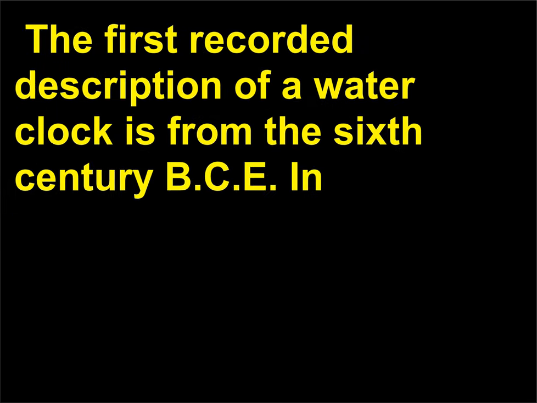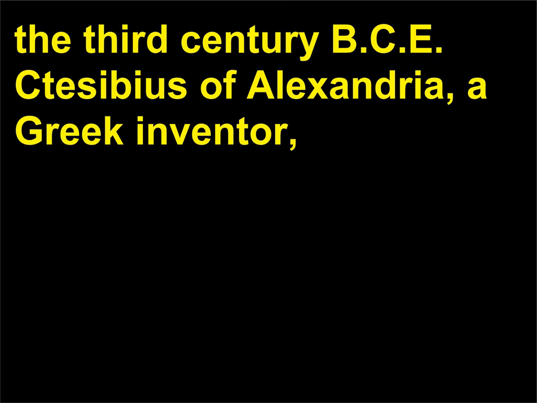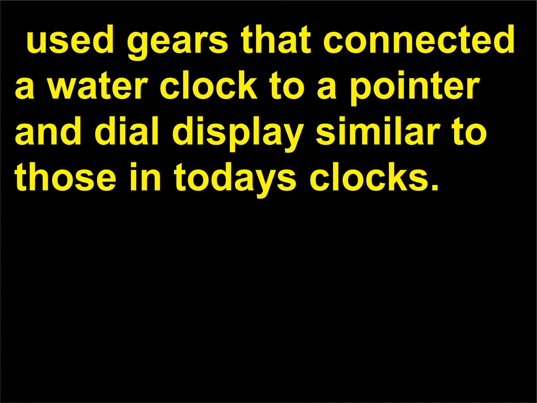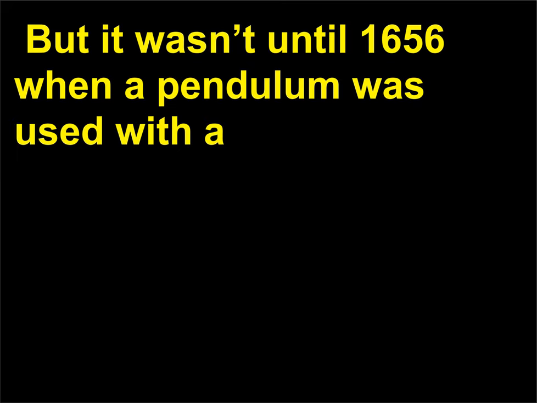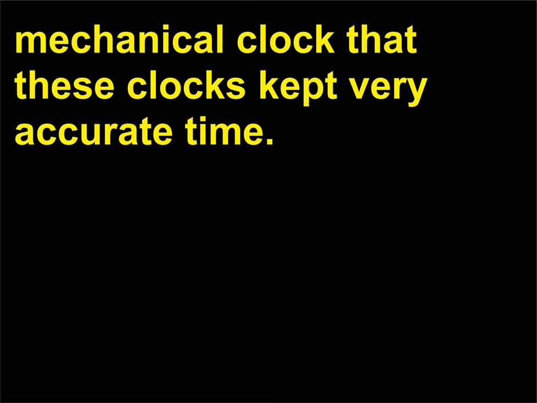The first recorded description of a water clock is from the 6th century BCE. In the 3rd century BCE, Ctesibius of Alexandria, a Greek inventor, used gears that connected a water clock to a pointer and dial display similar to those in today's clocks. But it wasn't until 1656 when a pendulum was used with a mechanical clock that these clocks kept very accurate time.